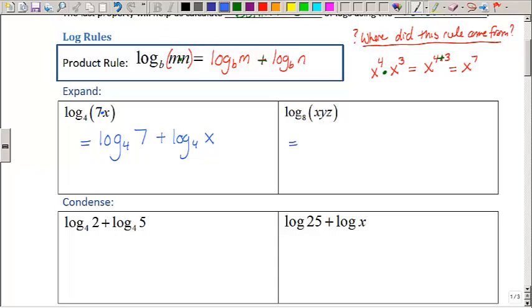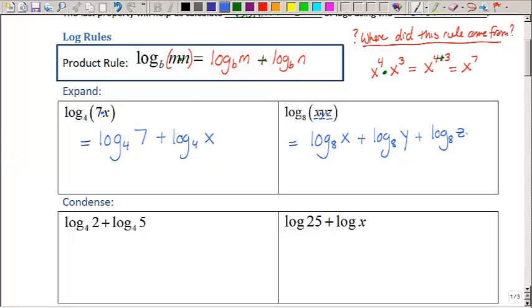On our next problem, log base 8 of xyz, notice that I have 3 terms being multiplied inside my argument. Because I have 3 factors being multiplied inside my argument, I can change log base 8 of one argument into log base 8 of the first part of the product, x, plus log base 8 of the second part of the product, y, plus log base 8 of the third part of the product, z. And this is the expanded form of log base 8 of xyz.